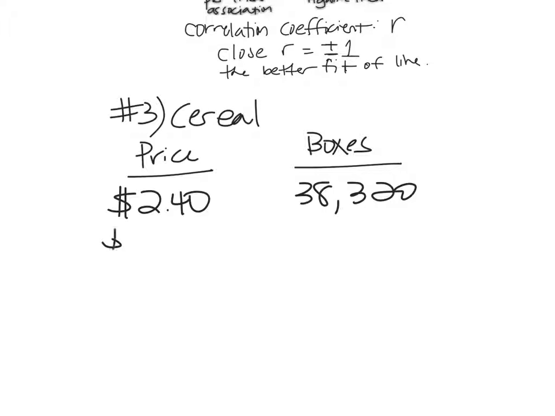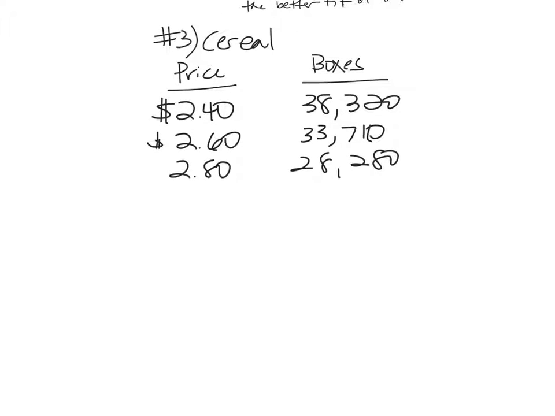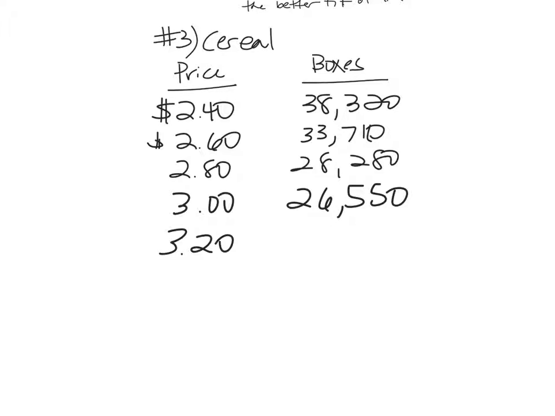But then they thought, nah, the sale's over. Let's up it. So at $2.60, 33,710 boxes were sold. All right, $2.80 was 28,280. Then it went up to $3. And at $3, they sold 26,550 boxes. $3.20 was 25,530 boxes. Two more.